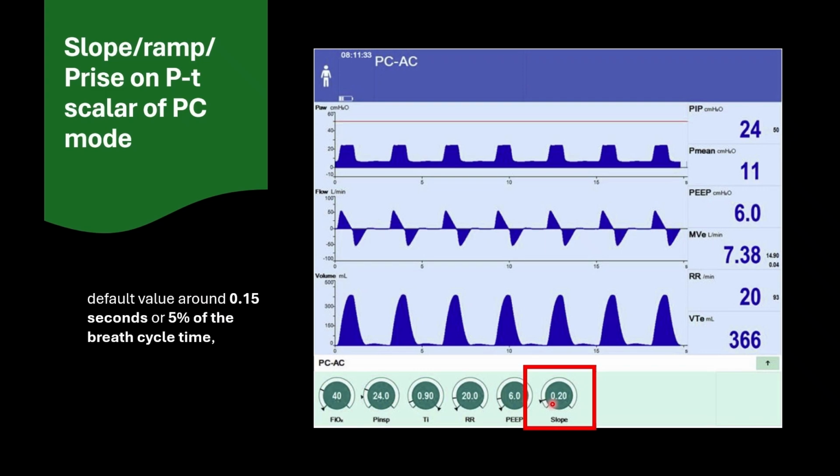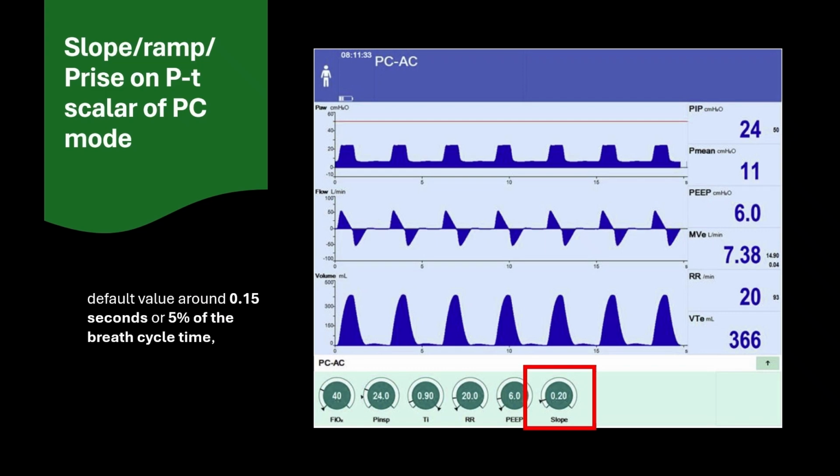Suppose if you keep it slower, like 0.3 or 0.4 second, that will result in a feeling of air hunger. It will be very comfortable for the patient sometimes, but suppose the patient's flow demand is higher, then the patient might suffocate, they will feel air hunger. So it has to be set as per patient need. All right, and the usual value is 0.15 to 0.2 seconds. So this is a very important point.